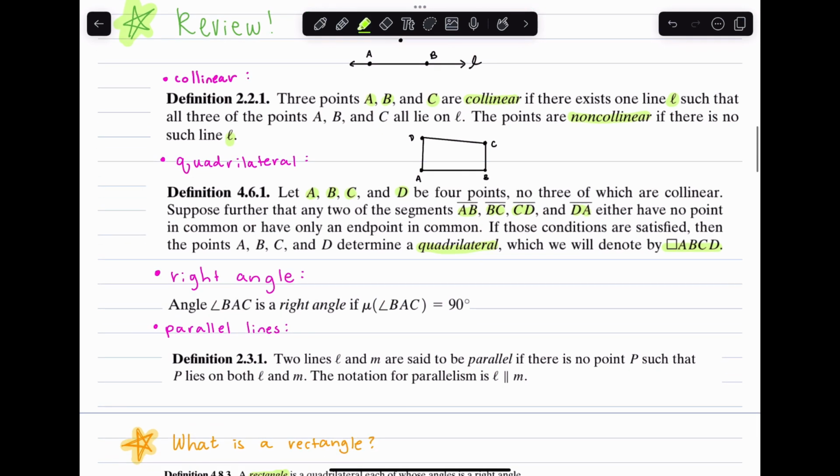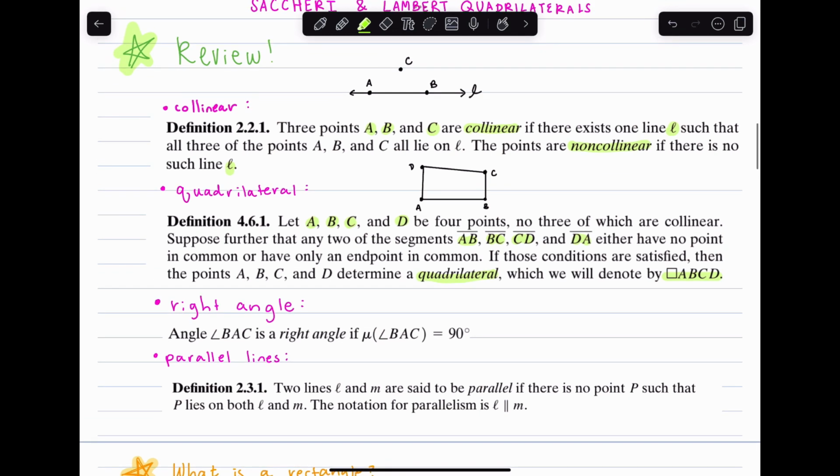Now let's look at the definition of a right angle. Angle BAC is a right angle if the measure of that angle is equal to 90 degrees. Now you may have seen this before, and how we denote this in an angle is by drawing a box, like so. So this angle BAC, which measures 90 degrees, is a right angle.